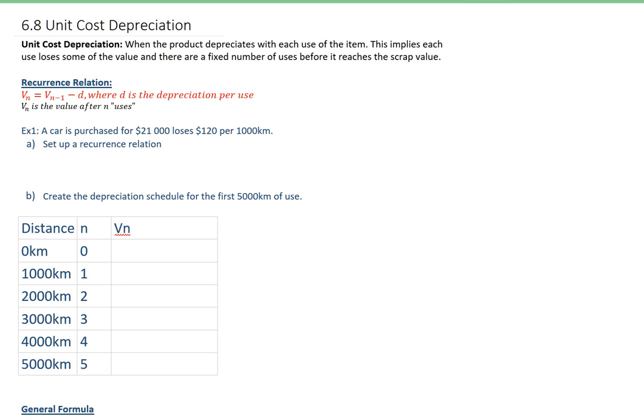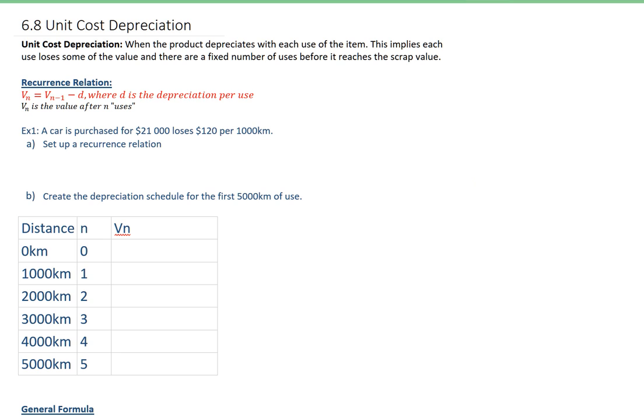Alright, so we've had a look at two different types of depreciation, and here's our lucky last one. We've had flat rate, where it went down by the same amount every time. We had reducing or diminishing rate, where it was always a fixed percent of the previous balance, the previous value. Okay? And then finally we've got unit cost depreciation, where it's not necessarily coordinated with the number of years.